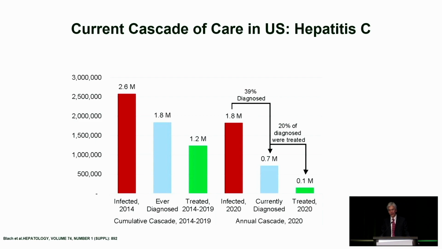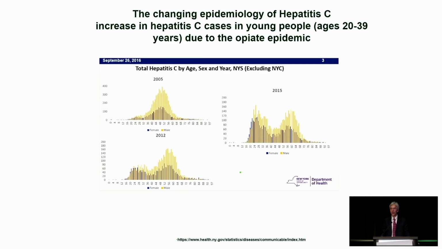However, as you'll see, we have a growing epidemic. Still, there's a big gap. Over half the individuals are not yet diagnosed, and because of the pandemic, just 100,000 people were treated in 2020, so we have to do better in that realm. Why is this happening? Because the epidemiology of hepatitis C has changed.